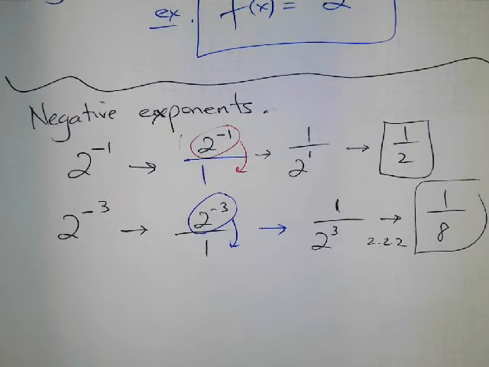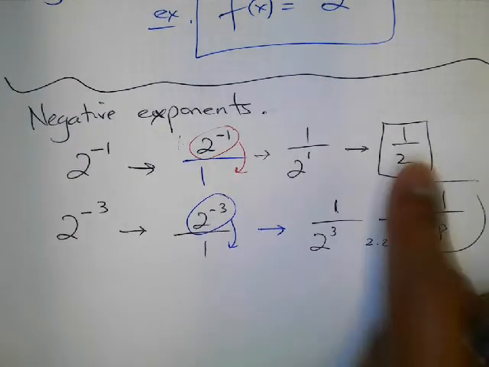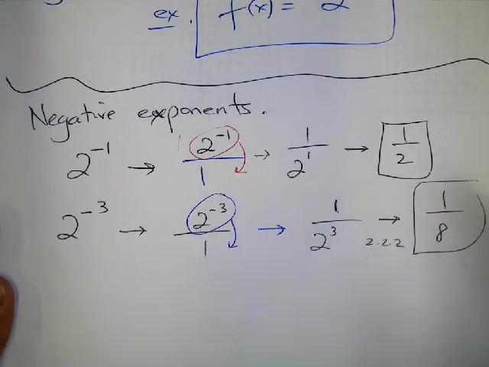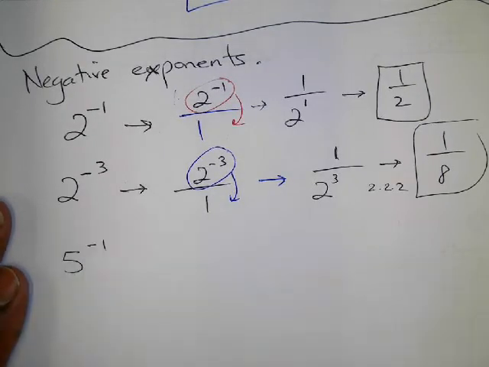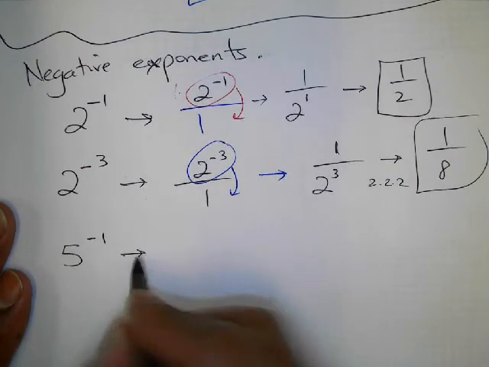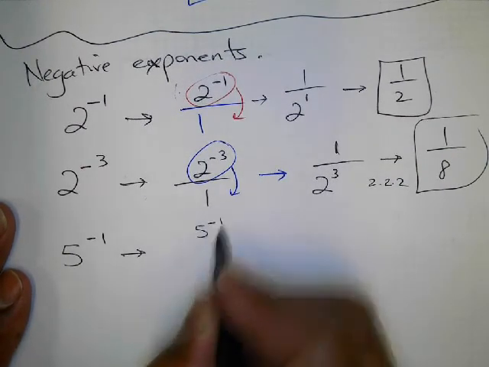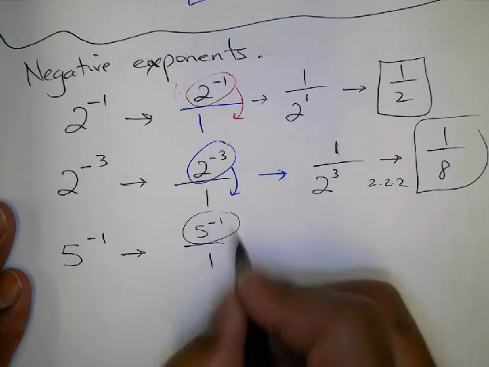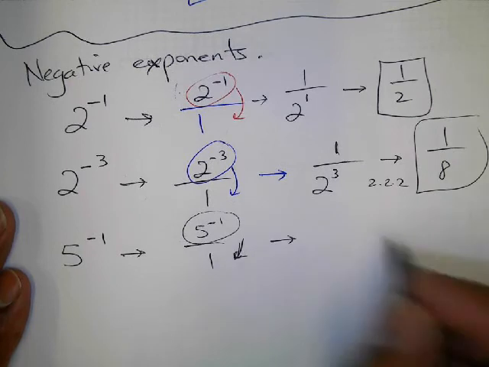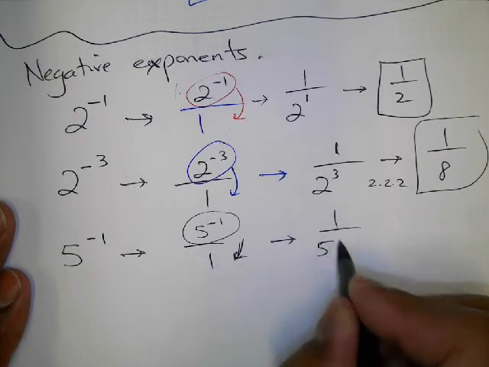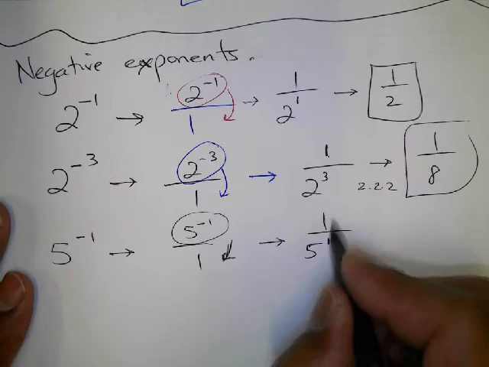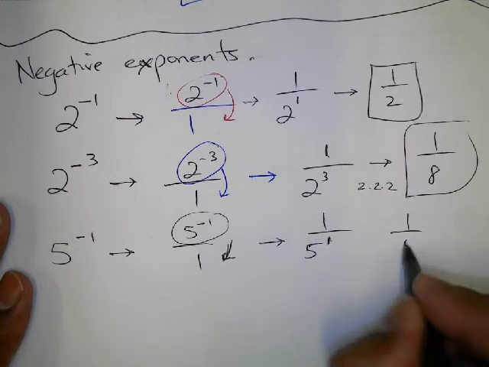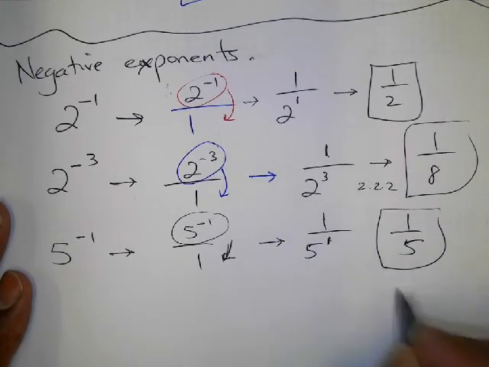Okay. Well, what you're actually going to do is go backwards. You're going to start with this, right? So if I have 5 to the power of negative 1, well, that would be 5 to the power of negative 1 over 1. This comes down. That would be 1 over 5. It would be 1/5, right? 5 to the power of a positive 1 is, well, 1/5.